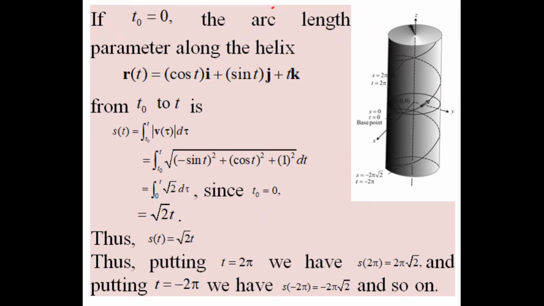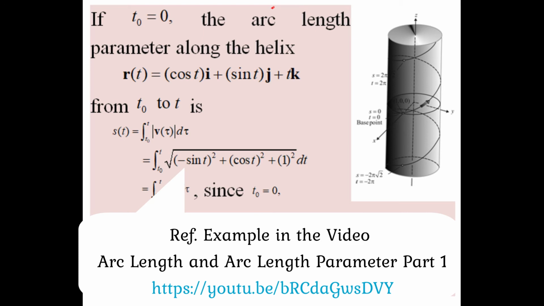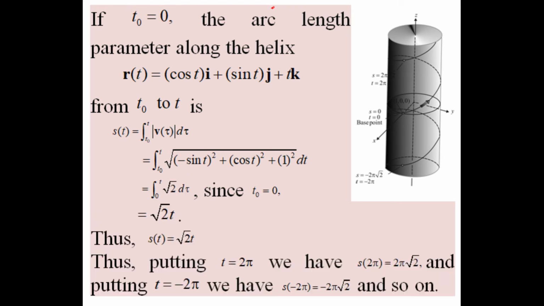We consider an example. If t naught is equal to 0, the arc length parameter along the helix will be like this, the same helix that we considered in the previous example. So t naught to t. After evaluation, you get the value root 2 t. That means s of t is equal to root 2 times t, isn't it?